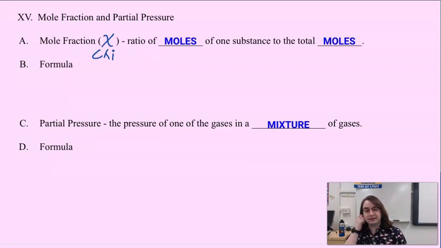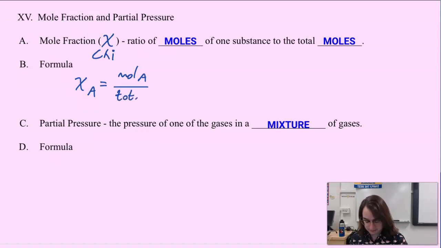What the mole fraction means is the ratio of moles of one substance compared to the total moles of the overall equation. So the formula for mole fraction is like this: the mole fraction of a substance is equal to the moles of that substance divided by the total moles of everything involved. So it's almost like a percentage.